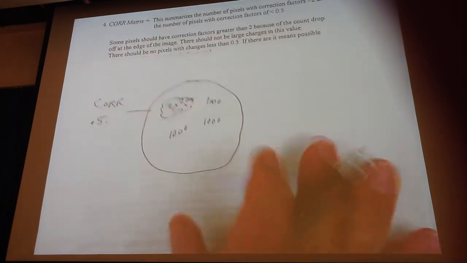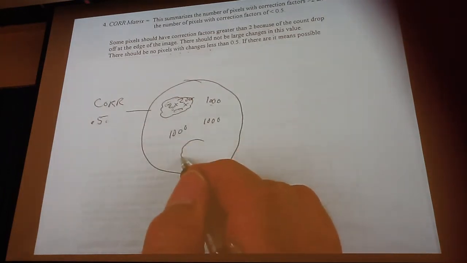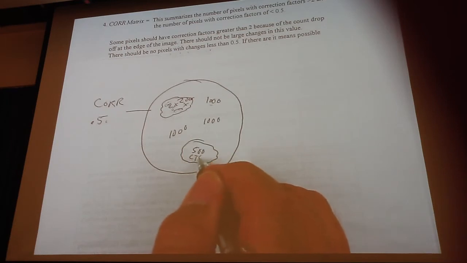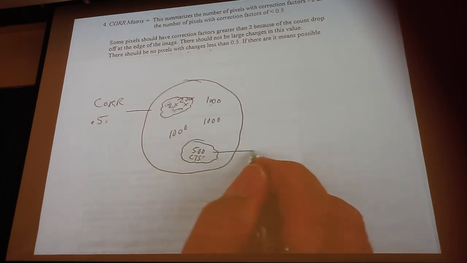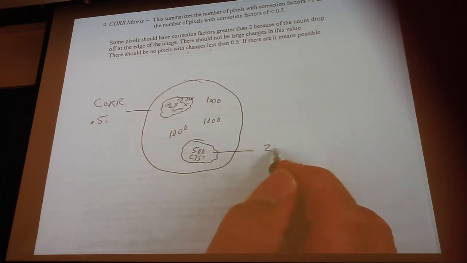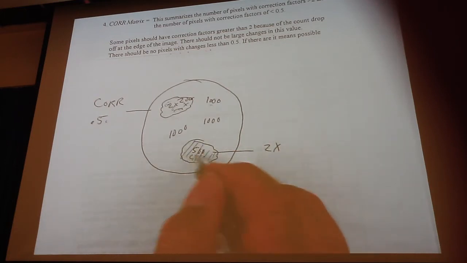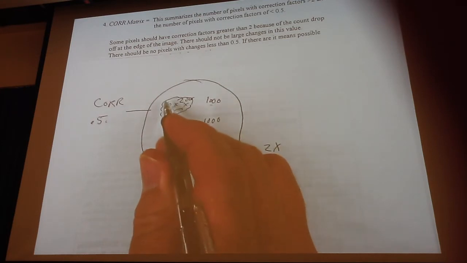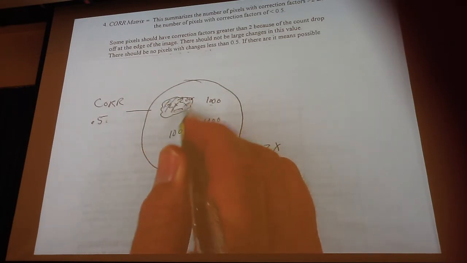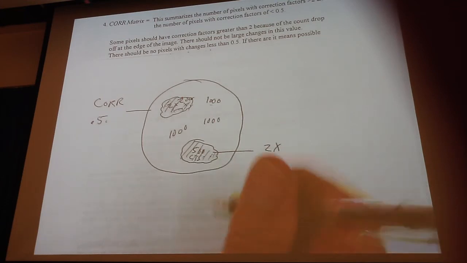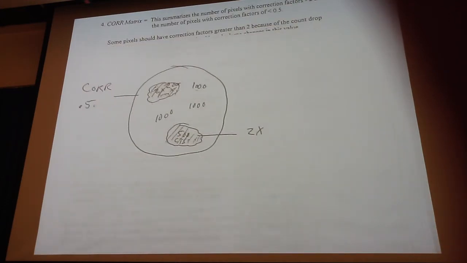Okay? And then on the other hand, over here, let's say we have an area where there's only 500 counts being detected. So the correction on that to bring it up to 1,000 is going to be 2 times. So all of the pixels that are being corrected by a factor of 2 or decreased by a factor of 0.5, those will be identified. Okay? And that's why they call it a correction matrix.